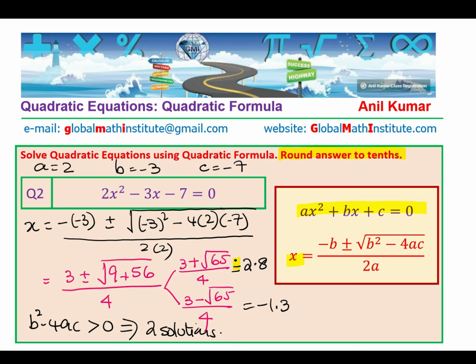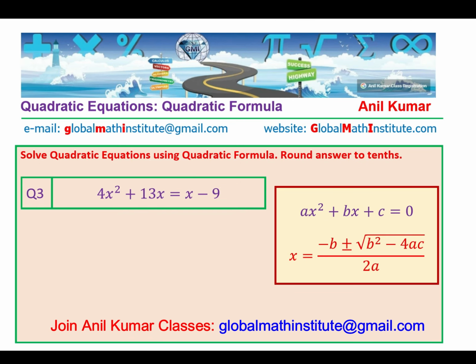Let's move on and check the next one. So in here, we have 4x squared plus 3x equals x minus 9. Now sometimes you may have to rearrange since we want to write the equation in the form ax squared plus bx plus c equals 0. So bring all the terms together. So we'll write this as 4x squared plus 3x, bring over x here, minus x, and then we have plus 9 equals 0. Combine the like terms, we get 4x squared plus 12x plus 9 equals 0.